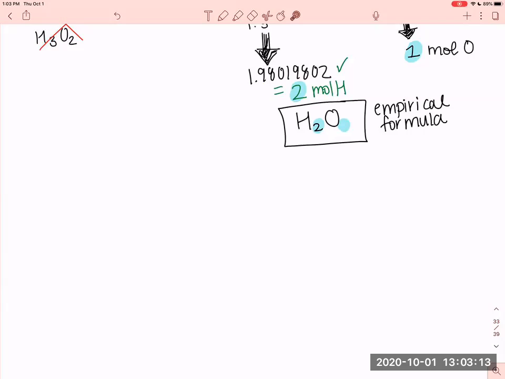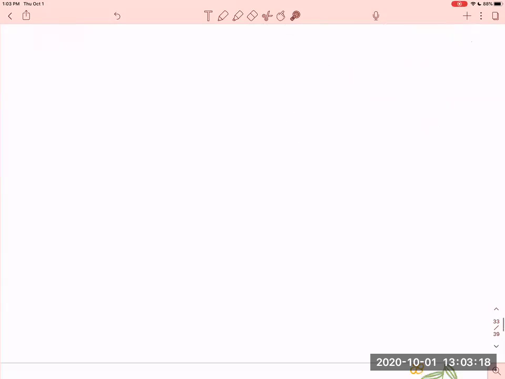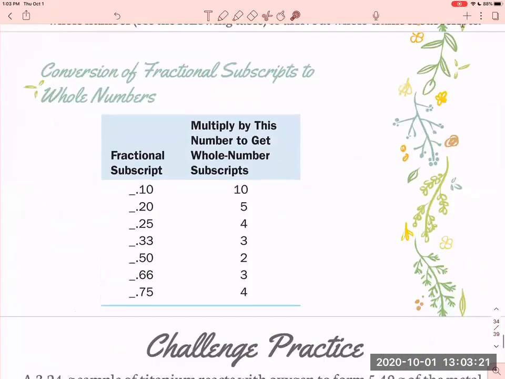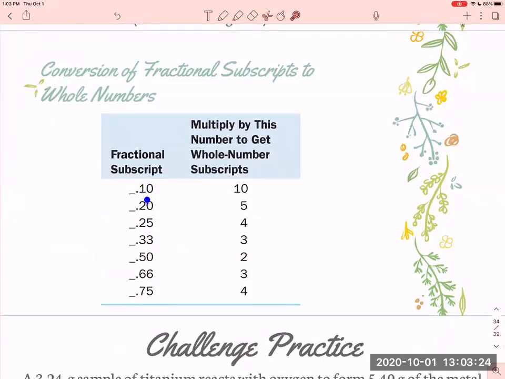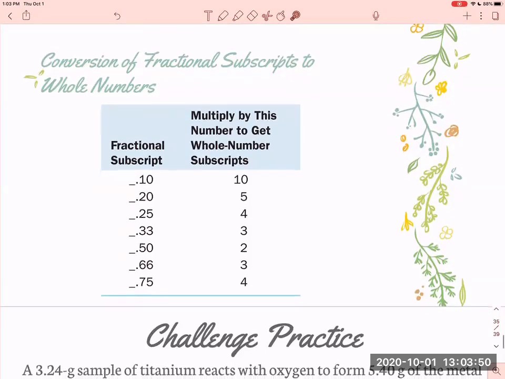So what I like to do is just try some numbers. Multiply by 2, see what it gets. Multiply by 3, see what it gets. But there is a chart in your text that tells you if this is the fractional subscript you get, multiply by this number to get a whole number. I don't like to memorize stuff. I know like, okay, a quarter is 0.25, so if I multiply by 4, I'm going to get a whole number. 0.33, 0.5, those are pretty easy. But some of the other ones, just try some numbers. You won't probably have to go above 5. I also will just round 0.1 down. It's fine to do that.